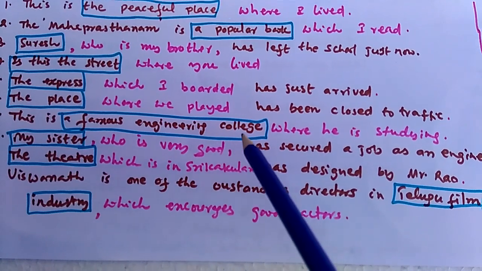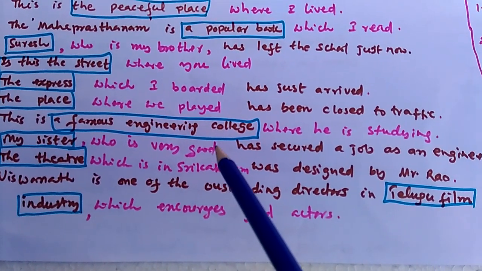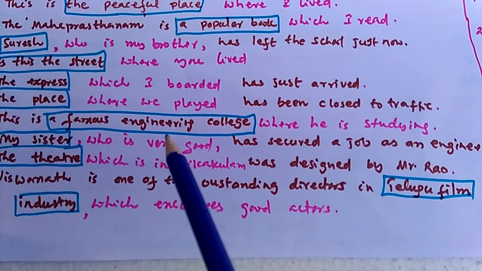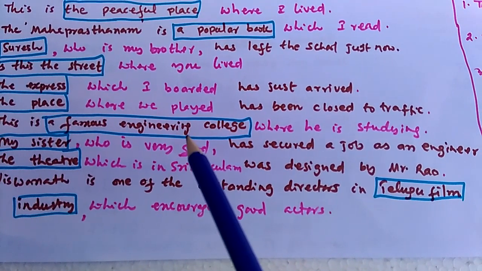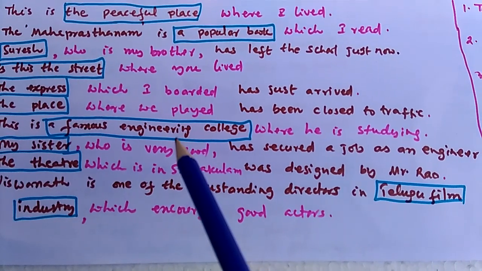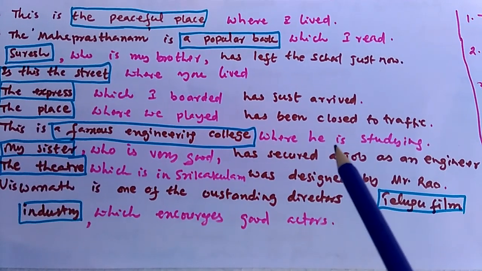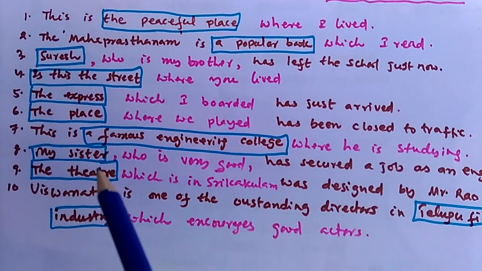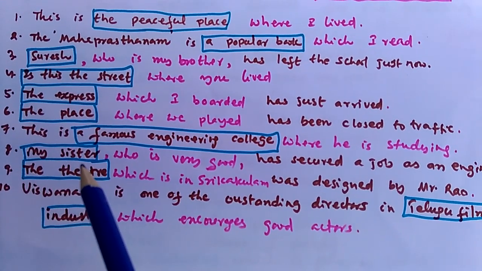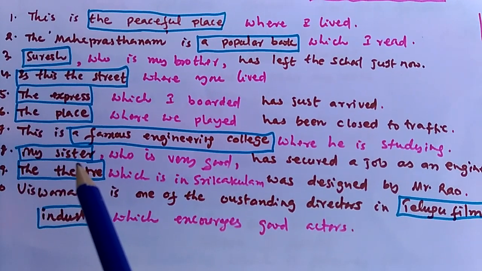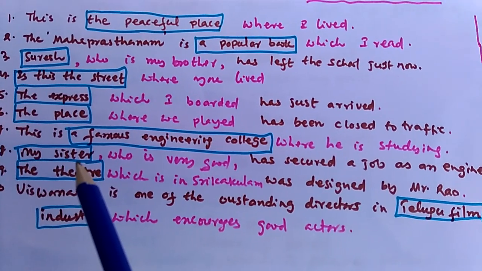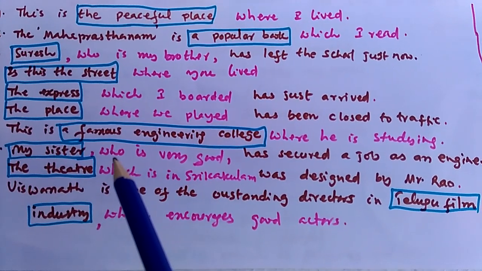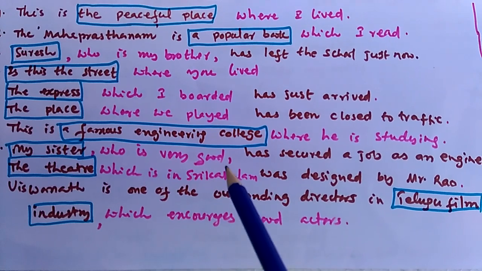This is a famous engineering college. A famous engineering college is an antecedent. So this antecedent doesn't give its identification. That means we cannot easily identify which famous college it is. So this is a defining clause. Like that, my sister. When we say my sister, this is an antecedent. Then by looking at this antecedent, we can easily say who this person is. So this is a defining, sorry, non-defining clause. So it is kept between commas.